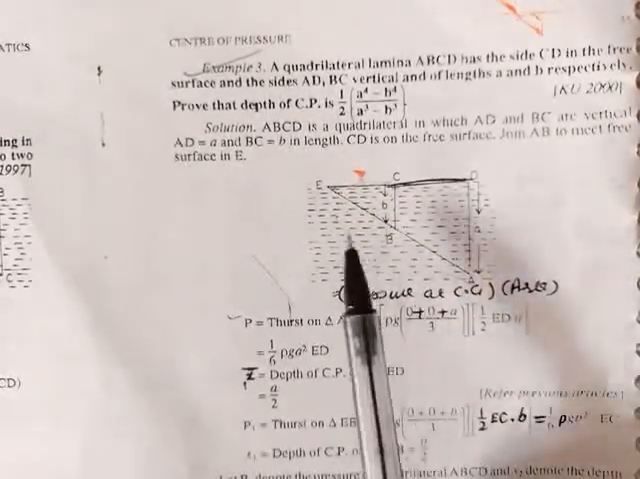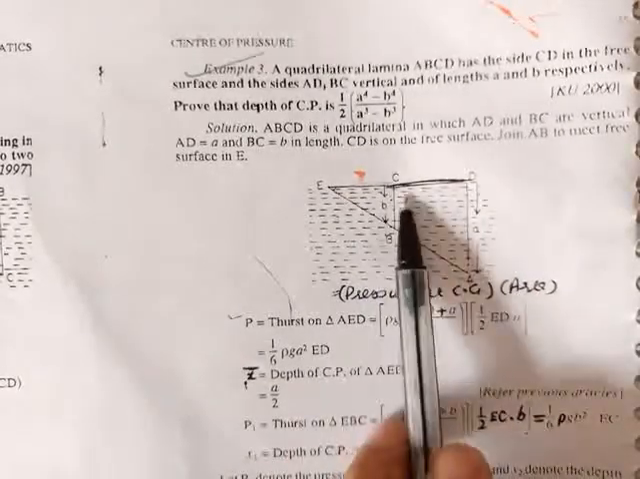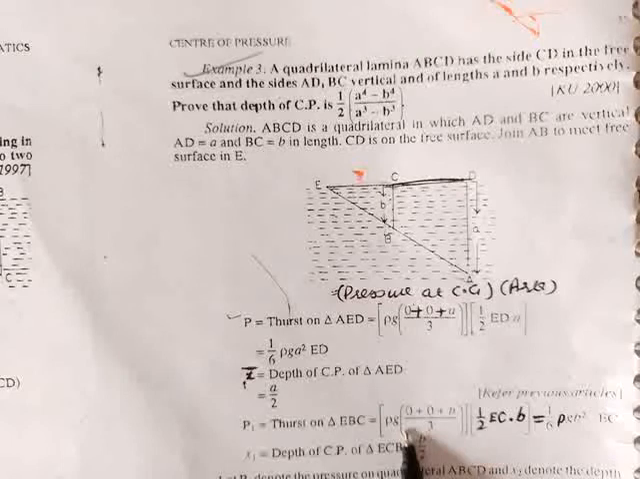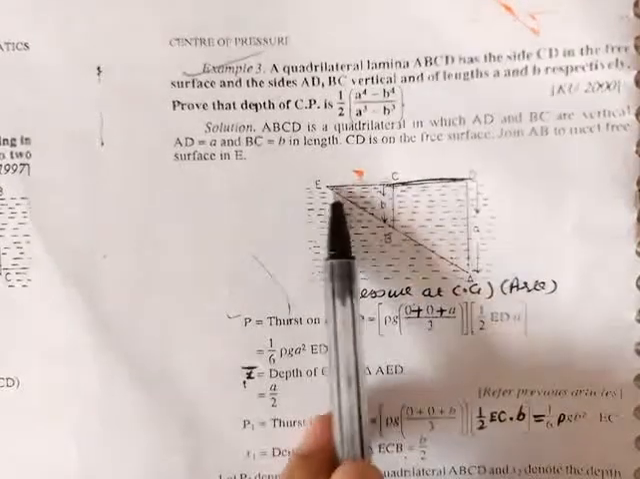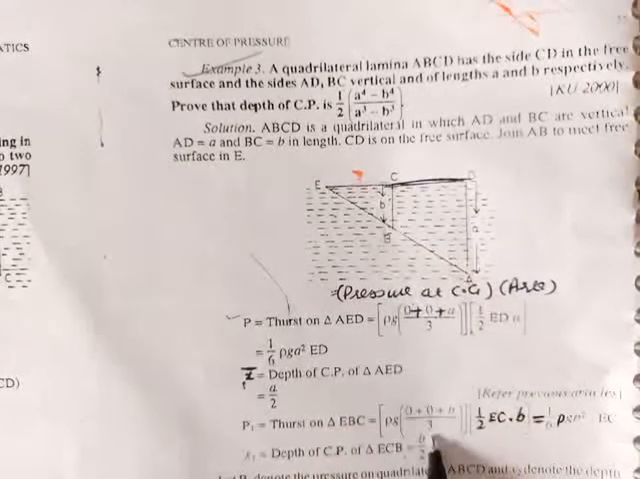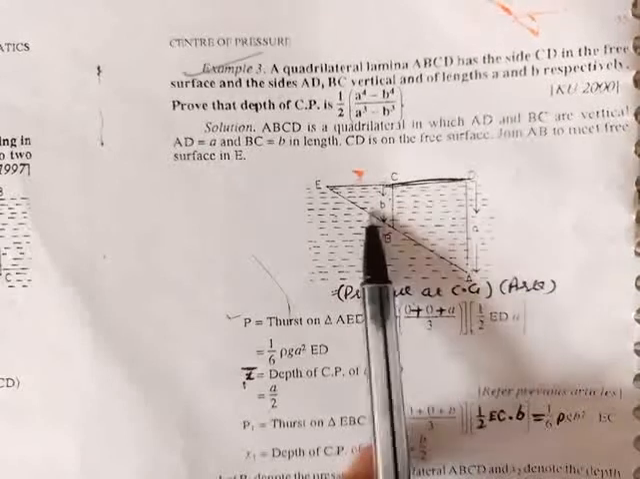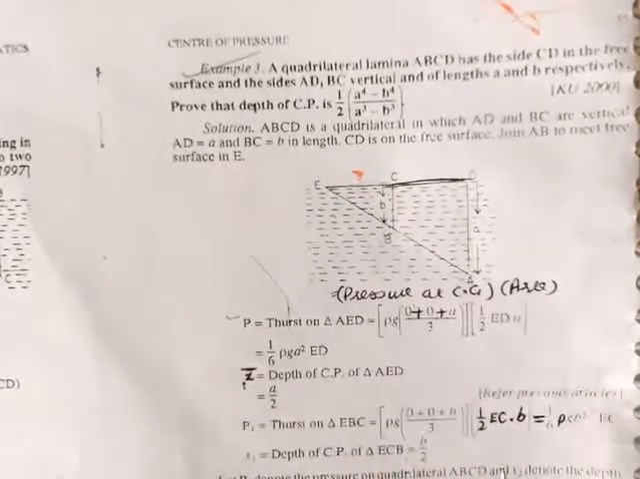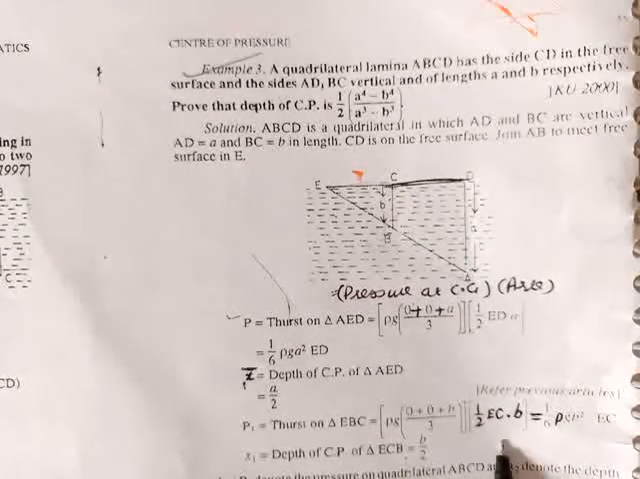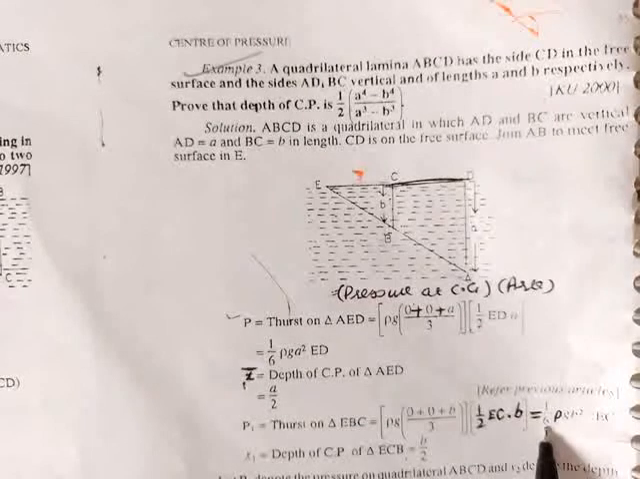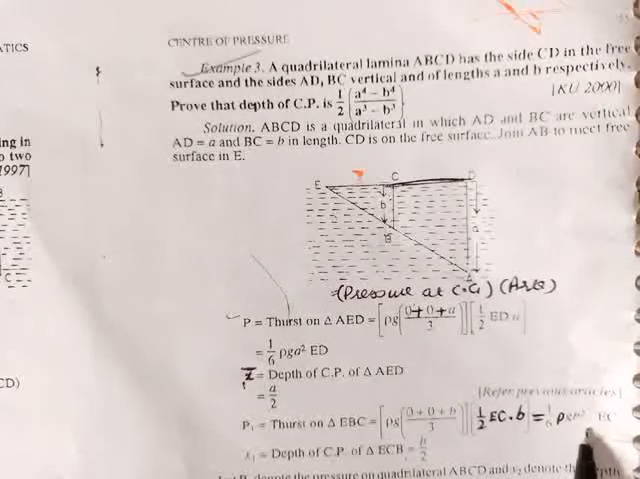So the thrust on the triangular area EBC is given by rho into G into depth of its center of gravity, which is 0 plus B by 3. Area of triangle is half into base into height. Because the triangle is right angled, its base is CE and the height is B. So putting the values, we get the value of thrust on this triangle EBC. This thrust is given by 1 by 6 into rho into G into B square into EC.